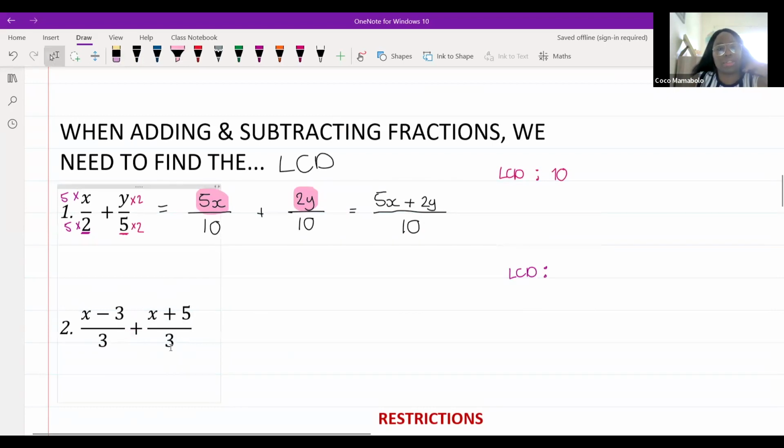Oh, sorry, guys. I thought this was 2. So we're just going to keep it as 3 and 4. Sorry, Mandisa. That would give us 12. Thank you, Mandisa. Our LCD is going to be 12. Good. So we're then going to go equals something over 12 plus something over 12.